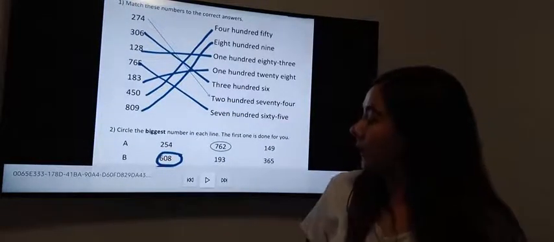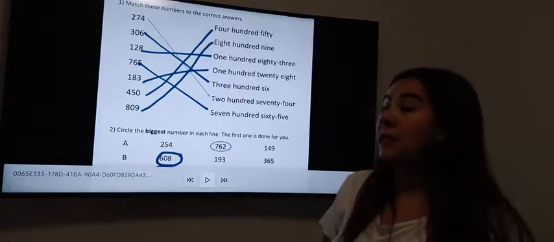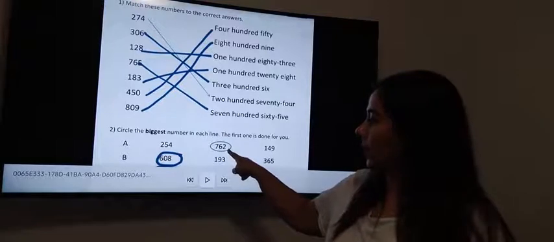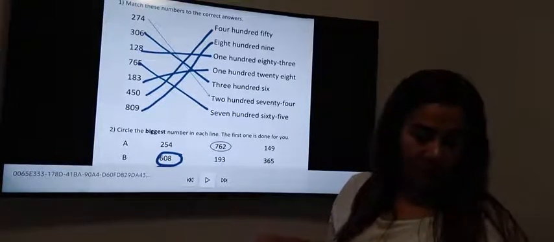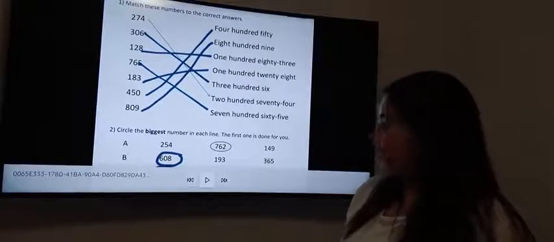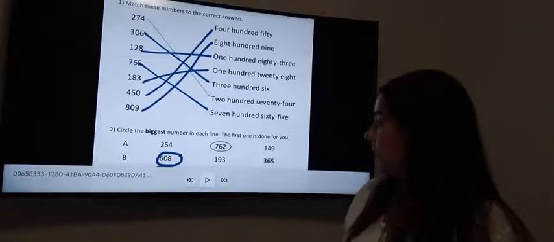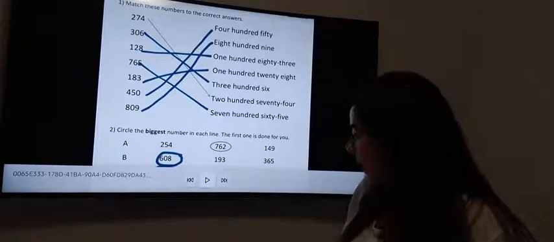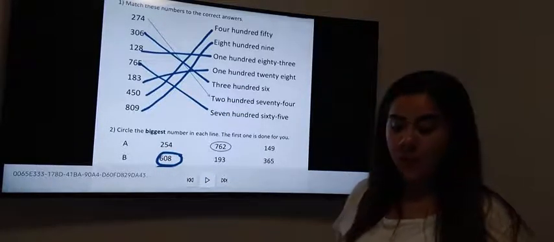Then the second instruction, it says, circle the biggest number in each line. The biggest number right here was 762. Then we have 608. The next one is 583. And the last one is 620.